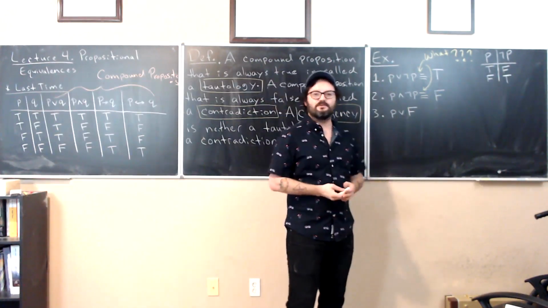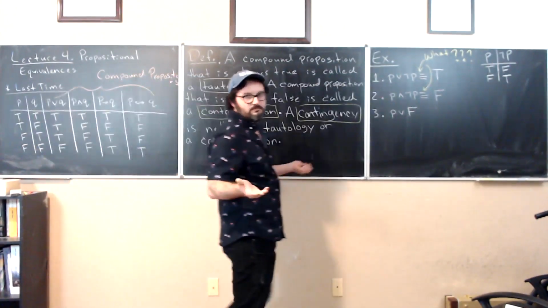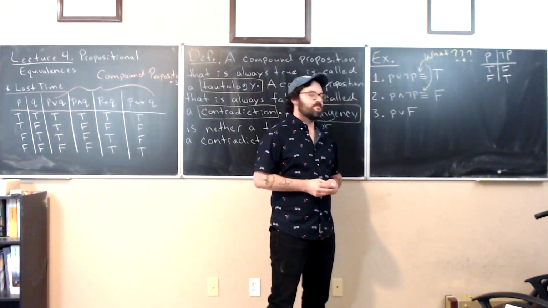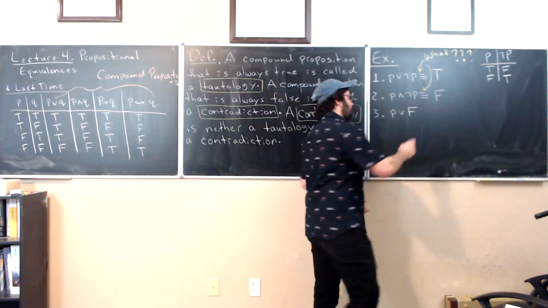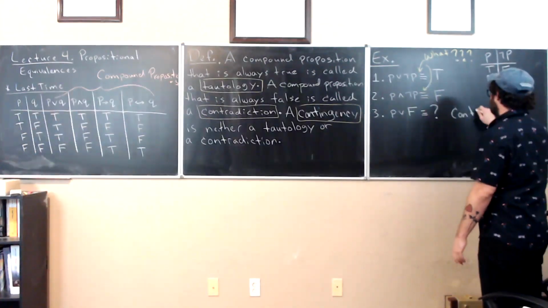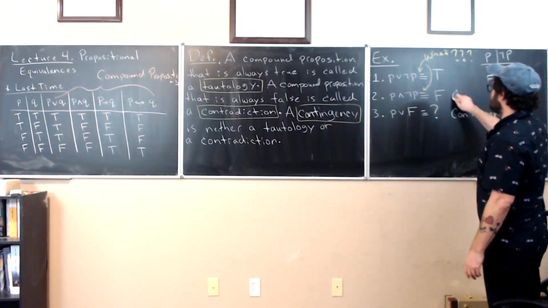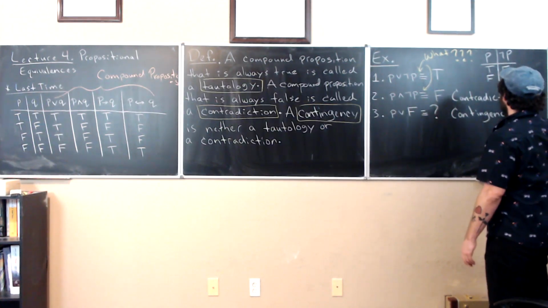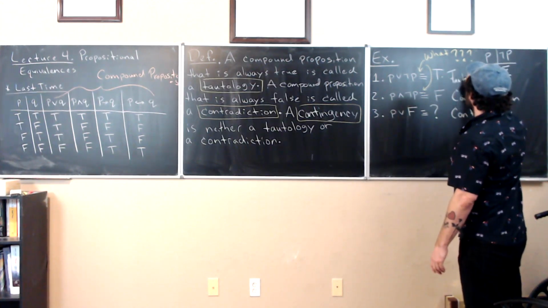The truth value of this compound proposition could be whatever, right? Like if P was true, then that would evaluate to be true. If P was false, then it would evaluate to be false. So it depends. This is a contingency. And if you didn't already catch on, this is a contradiction because this is always false. And then this is a tautology.